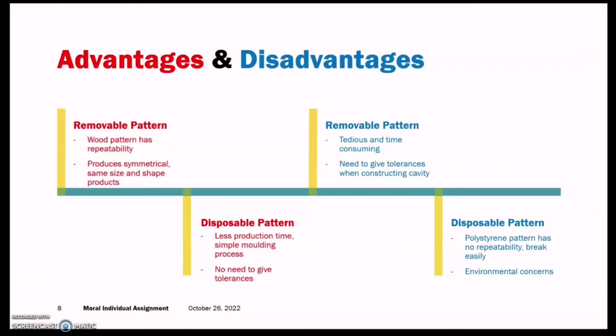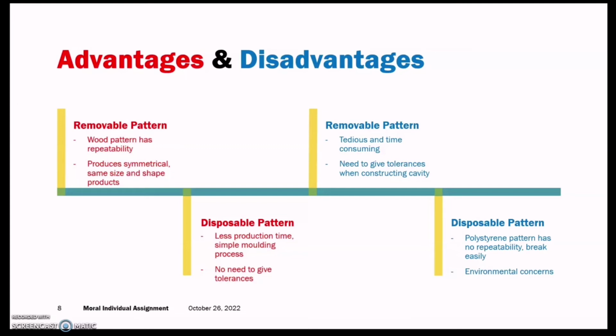So I have explained the process of removable pattern and disposable pattern. Now let's look further into the advantages and disadvantages. In removable pattern, as we know, a wood pattern is used and it has repeatability. It produces symmetrical size, and because the wood pattern is used again and again, the size and shape of the product is exactly the same.